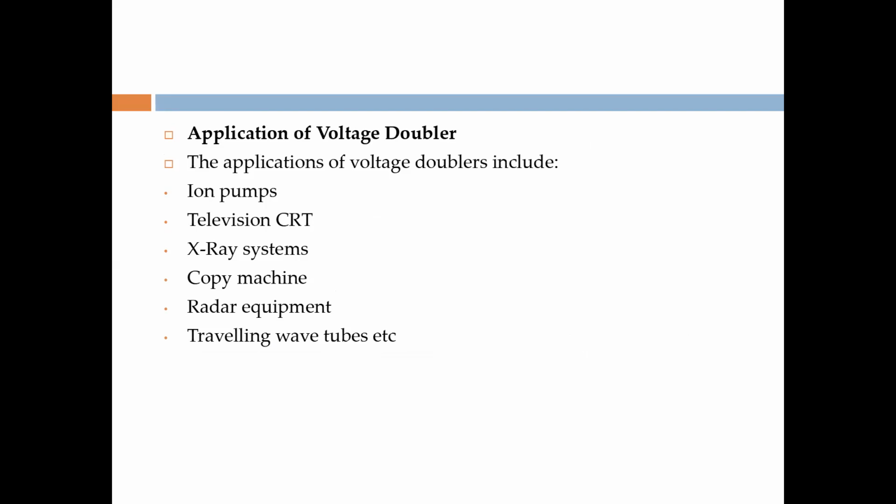This is what we have seen up till now in the generation of high DC voltages. Firstly, we have seen the half wave rectifier circuit, then the full wave rectifier circuit, then the half wave doubler circuit and the full wave doubler circuit. In the remaining lectures, we will see the remaining portion of the generation of high DC voltage.